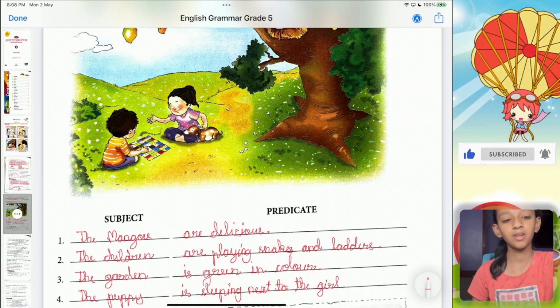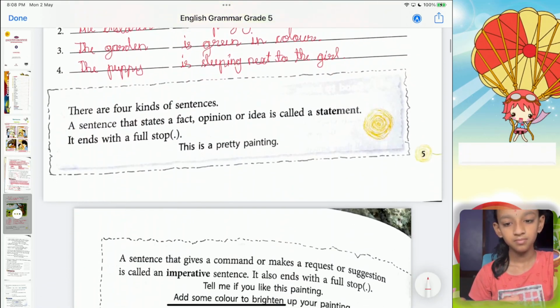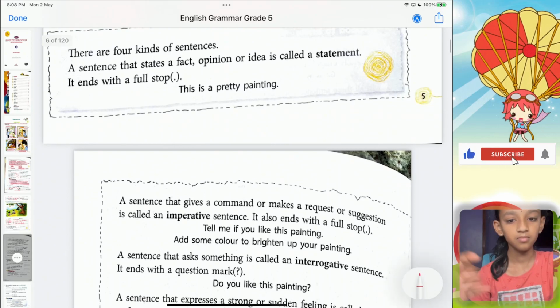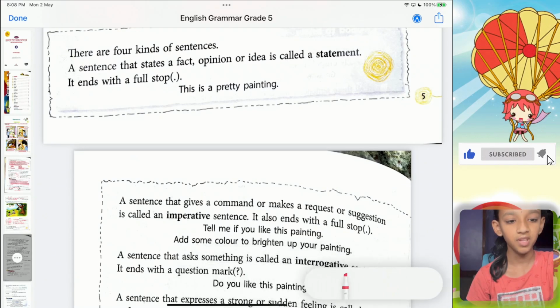Okay, put a full stop. Okay, all right. So we are done with this. Now, take the highlighter.